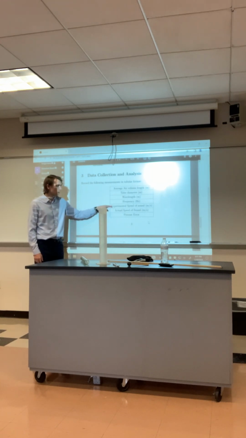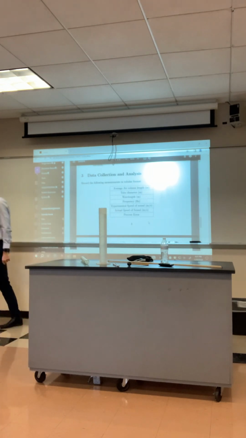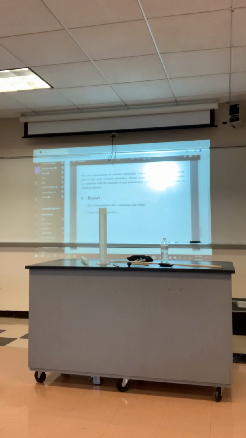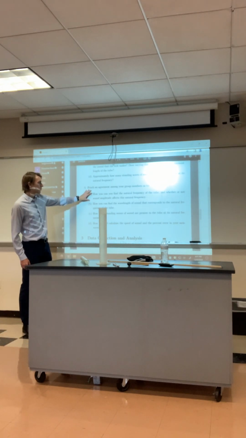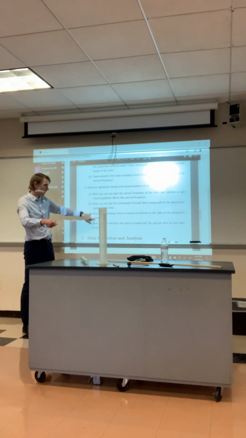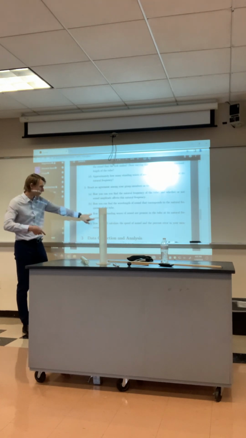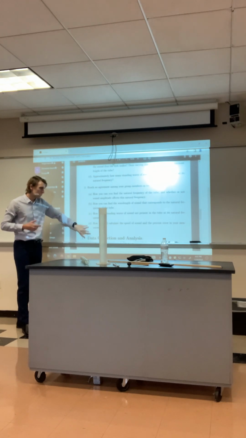Again, we use a formula to find our experimental speed of sound, and another formula to find our theoretical speed of sound. Those formulas are in the lecture notes? Yes. And that's pretty much it. So you'll figure out how to find the natural frequency, how to find the wavelength of sound, how many standing waves there are, so how many times the wave repeated itself, how many periods are in the tube, and how to calculate speed of sound and percent error.